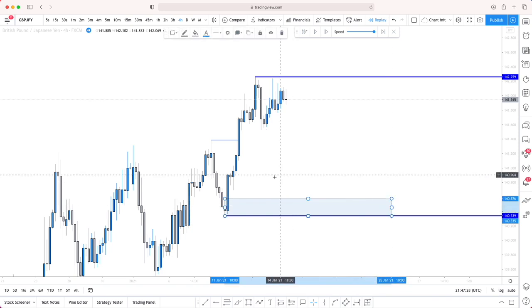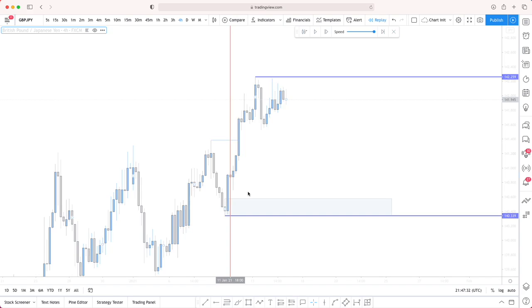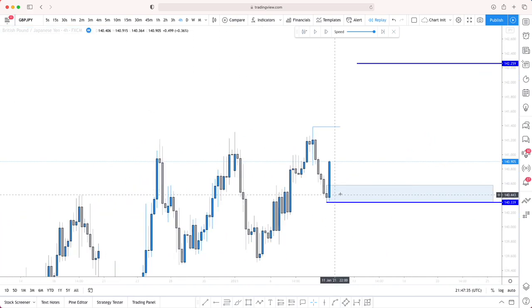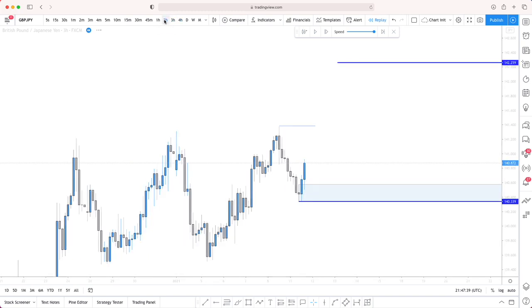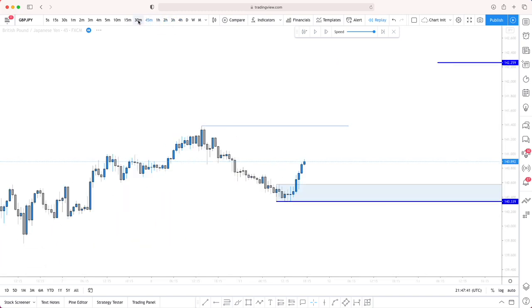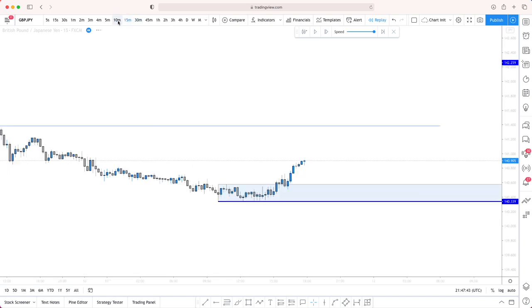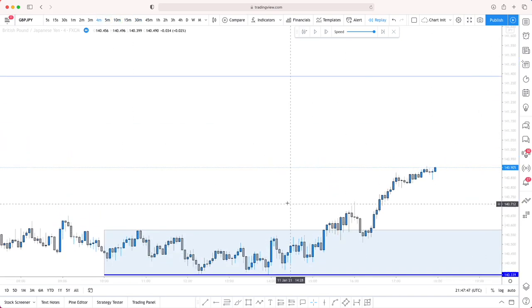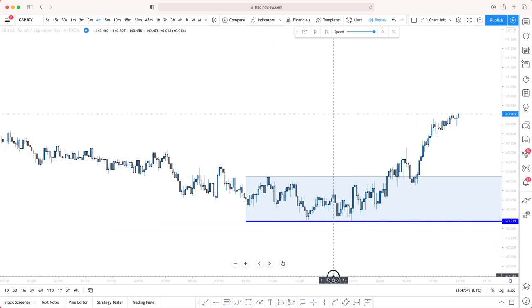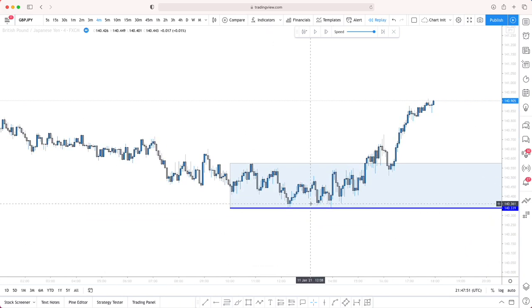So what we're going to do is refine this down as much as possible. Generally, you can use a replay tool, find your OB, go down the time frames and refine that down as low as you can until you find a refined OB. You keep going down and try to find a clear OB that's not been mitigated. Remember, you want one with a clear imbalance as well.